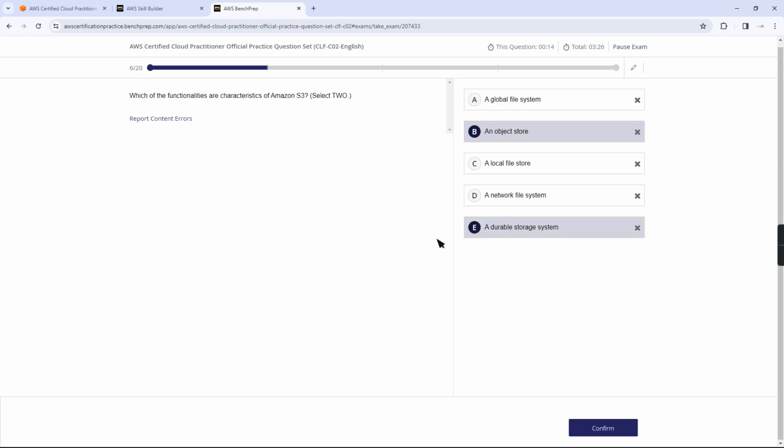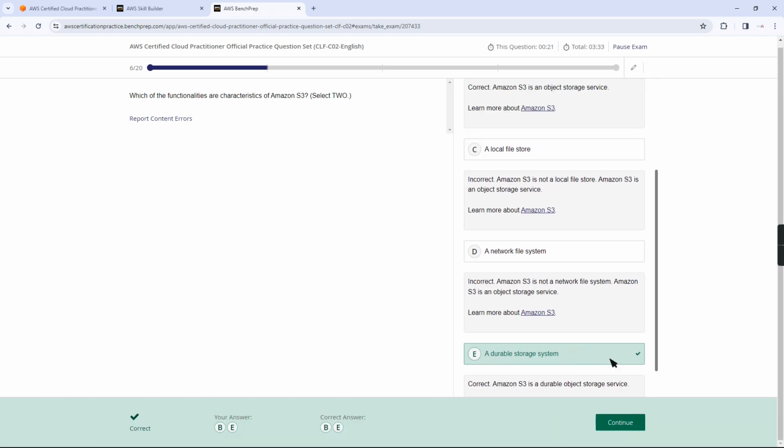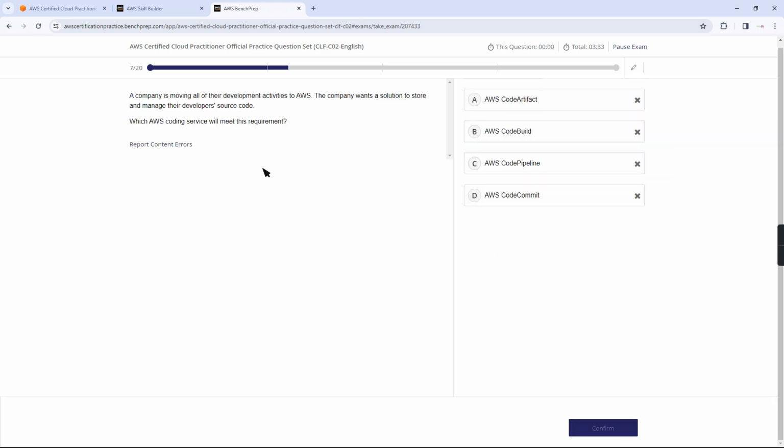It's not a global file system, right? So typically object store and durable storage system are the correct answers. Correct. It's an easy question only, not a complicated question.